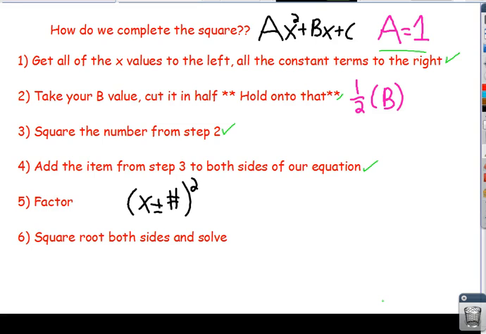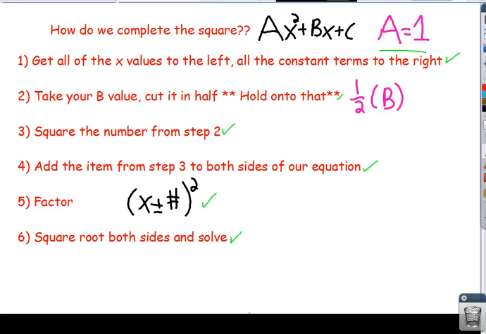You then factor. When you factor, you're going to end up with something like this, where it ends up being x plus or minus a number squared. That's what I want. If you don't, you either pick the wrong number to add to both sides, or you factored incorrectly. And lastly, square root both sides and solve.